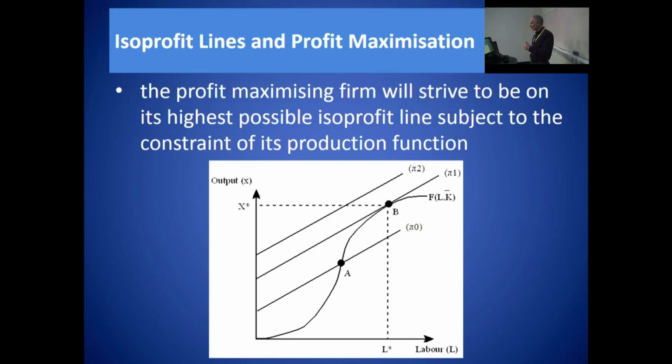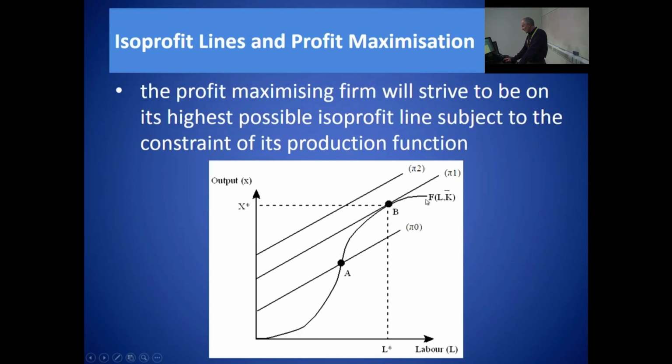The simple answer is no. Because the firm could reorganise its production, it could use even more labour, expand its workforce, and produce more output, and move from point A towards point B. And as it's moving along its production function towards point B, what do you notice about the ISO profit lines? That they're getting higher and higher and higher. Therefore, the firm's profits must be increasing. And this process will continue until the firm has moved from point A to point B.